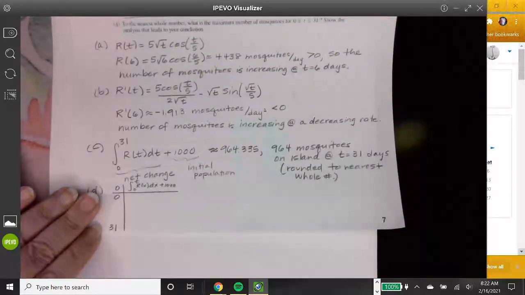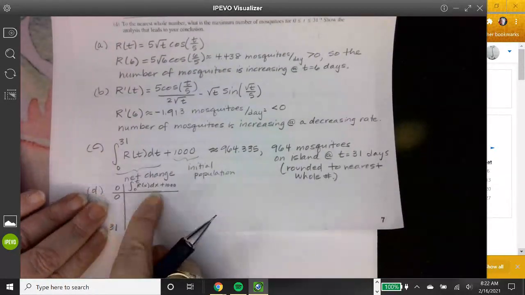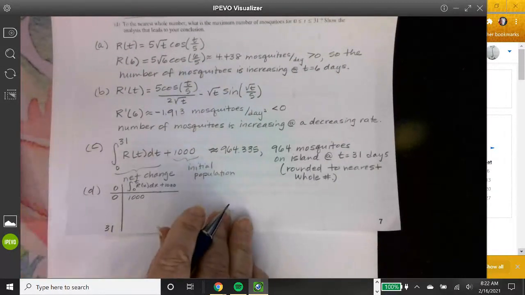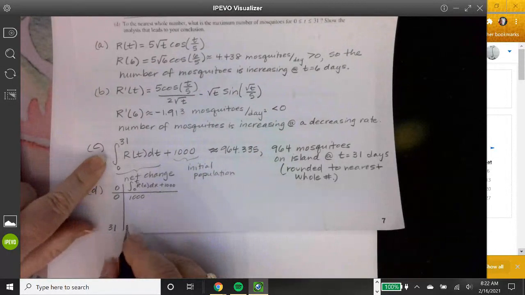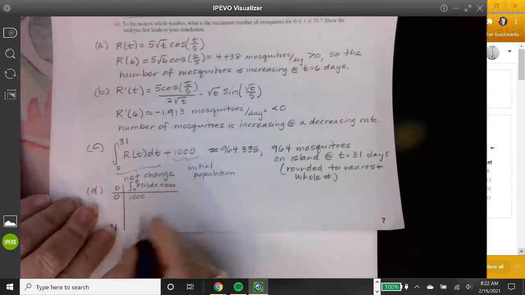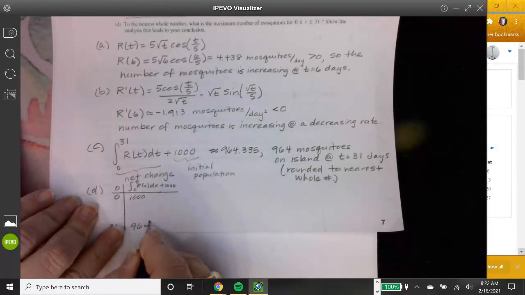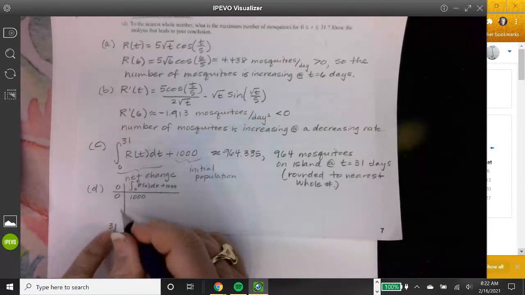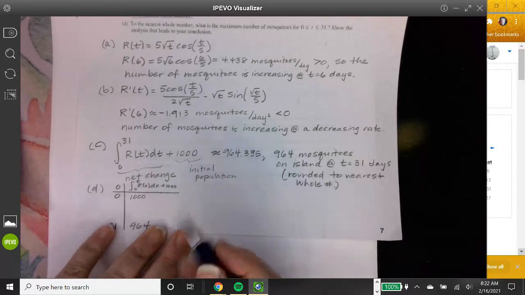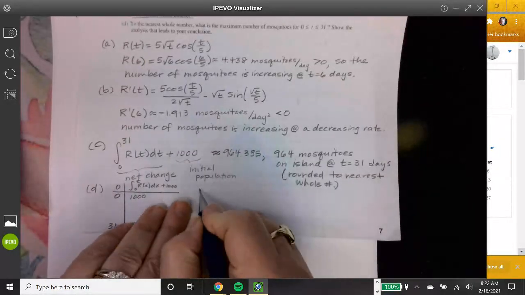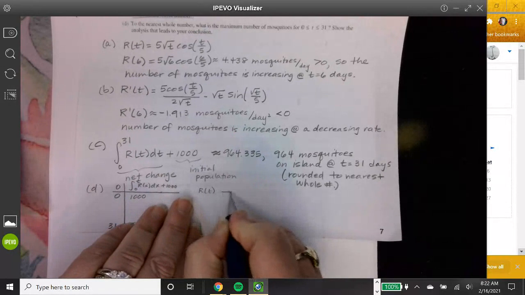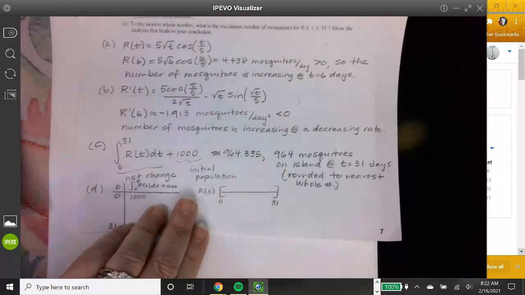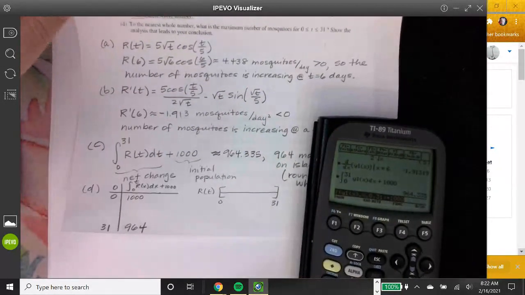Okay, now at time equals 0, do I know how many mosquitoes are on this island? Well, I know they told me it was 1,000. And the problem was nice because they had us calculate how many were on day 31, and we say 964. Right? So we need to find out if there are any critical points in here where I might have had more mosquitoes. So I need to do a sign chart for R of t between 0 and 31. Okay, so that means I have to graph it.